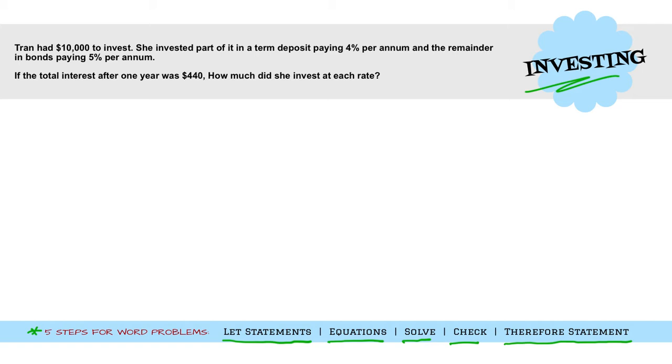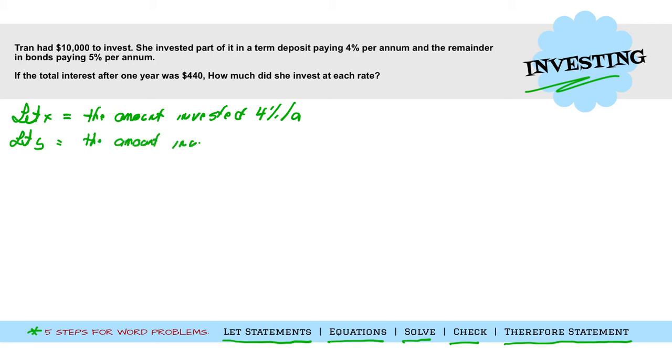So I'm going to define my variables as x and y. I'm going to let x represent or equal the amount invested at 4% per annum. And I'm going to use short form here. And I'm going to let y represent the amount invested at 5% per annum.